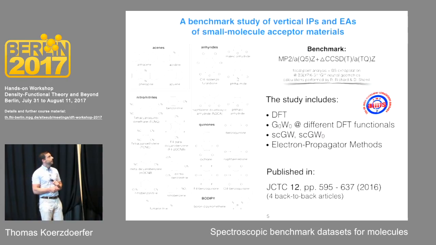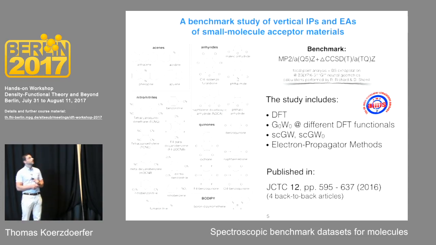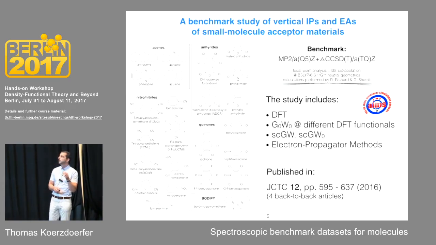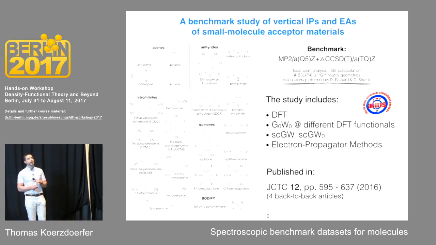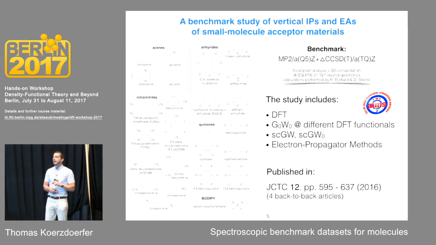Okay. So this is the data set that I'm going to talk about mainly throughout the talk. It's 24 organic acceptor molecules. These are acceptor molecules because we want molecules for which the electron affinity is positive, meaning that the molecules actually want to take an electron. This is a study that has been published in 4 back-to-back articles in late 2016, and it includes DFT, it includes all sorts of GW, and it also includes electron propagator methods. We choose these systems because, first of all, they are practically used organic semiconductor acceptor molecules, and second, because they're small enough that we can do a good benchmark for it.